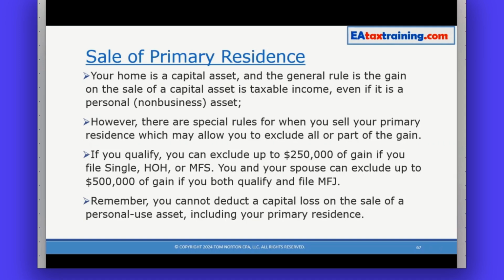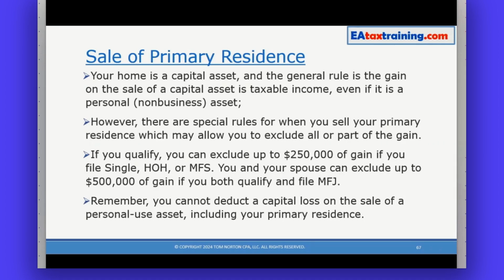Sale of the primary residence. So if you sell your house, that is a capital asset, as we discussed previously. And the general rule is that the gain on sales of capital assets is taxable income, even if it's a personal asset. Remember, you can't take a loss on the sale of a personal asset, but you do have to pay tax on the gain from the sale of a personal asset.